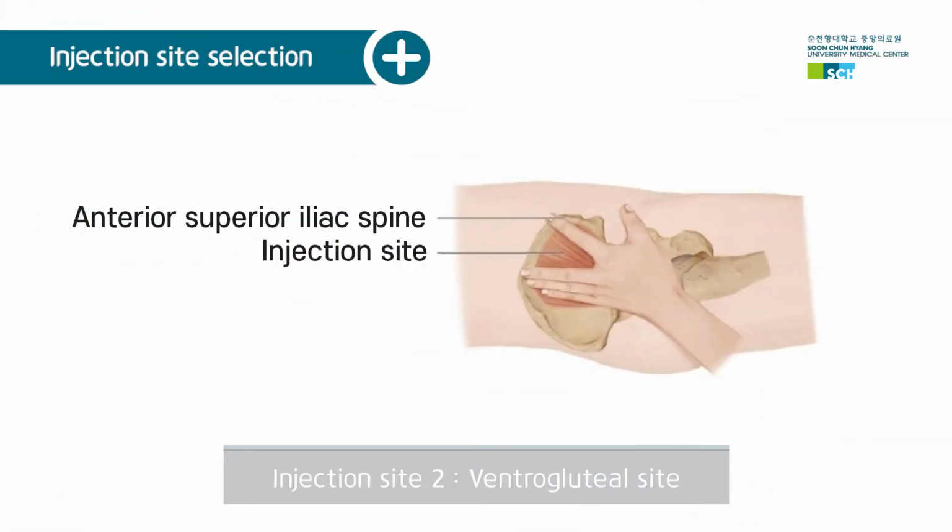Second, ventrogluteal site. Have the patient lay in a left lateral position with his right knee bended and expose the buttocks. Place the palm of your left hand on the greater trochanter, your index finger on the anterior superior iliac spine. Extend your middle finger along iliac crest to form V-shaped injection area between your index and middle finger.